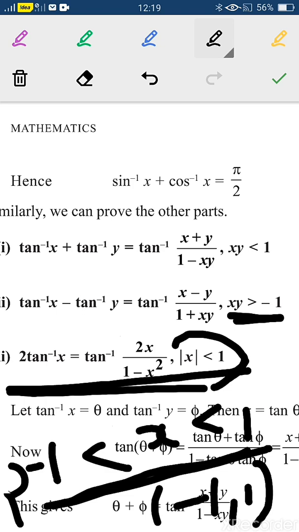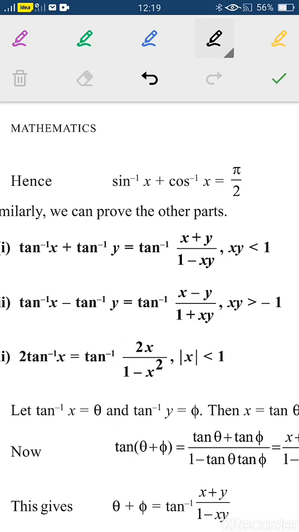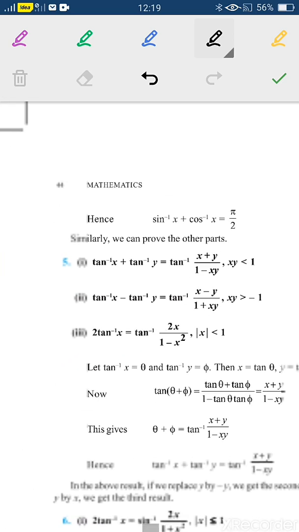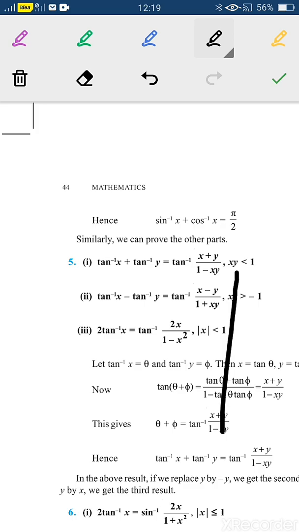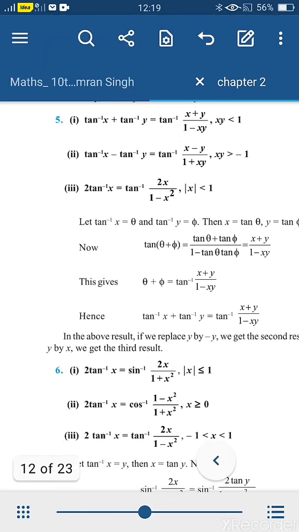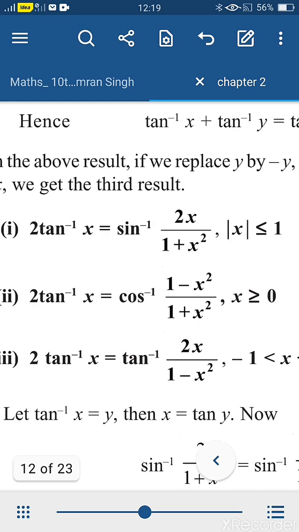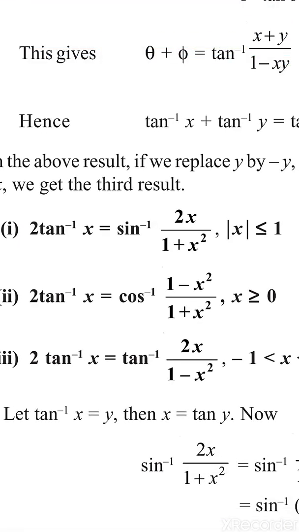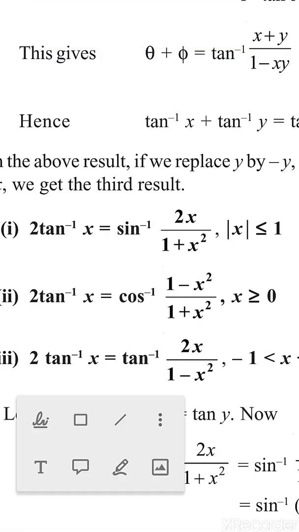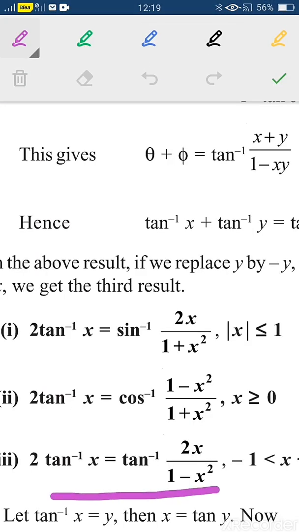Before starting with the exercise, learn this formula, write it 2 times in your fair notebook so that it can be easily understood. Moving on with the next property, that is property number 6. In the fifth property also we have done 2 tan inverse x is equals to tan inverse 2x upon 1 minus x square. We have done this formula. So any of this you can revise.